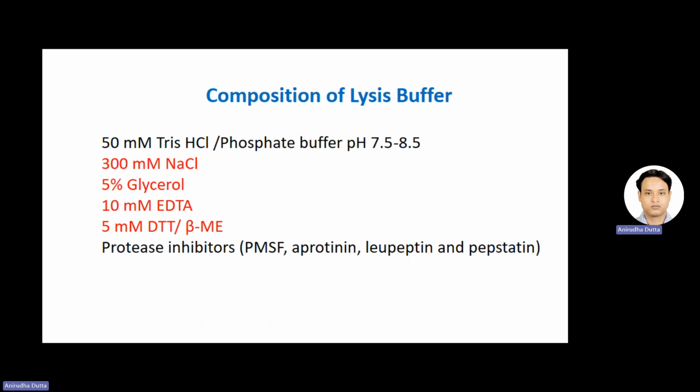Then we normally add 300 to 500 millimolar sodium chloride. Sodium chloride is a salt that would stabilize ions and keep the protein soluble. If we don't add any salt, then the protein might aggregate and precipitate. So this is kind of salting in. For that we use a little bit of salt, but adding salt is optional.